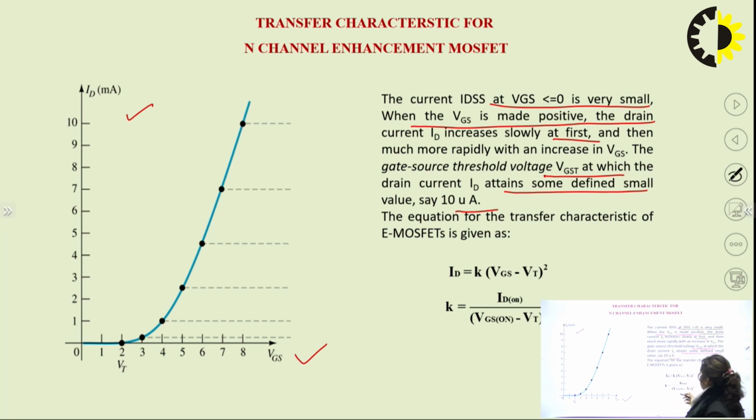The equation for the transfer characteristic is given by ID equals K times (VGS minus VT) whole squared. From this equation we can find the value of the constant K, because ID is not increasing in linear proportion; initially it is very small, but after that it rises rapidly. So ID is proportional to (VGS minus VT) squared, or you can write ID equals K (VGS minus VT) squared, and from here we can easily calculate the value of K, which is ID divided by (VGS minus VT) whole squared. By this we can find the constant term K.